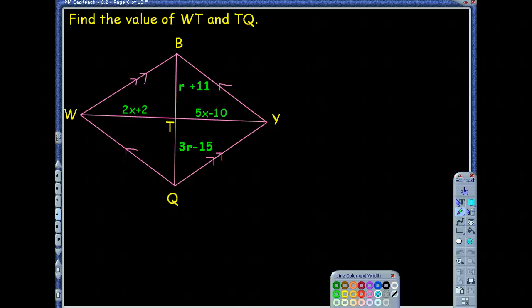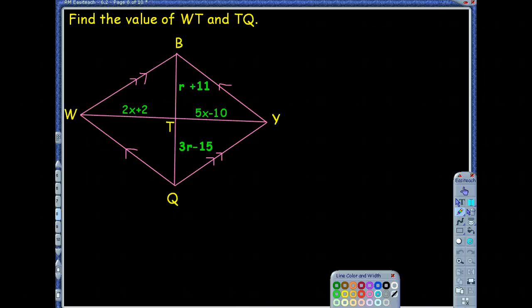So the fact that you have a parallelogram, and the reason I think Ms. Hograby asked that question in the last one, I think, is because when we're moving on, we're going to learn other types of parallelograms or other quadrilaterals. So knowing what kind of figure it is is important to know first. Right. Because then otherwise you don't know what property you're going to use. So we're trying to find the value of WT and TQ. So we're trying to find the measurement of those two segments.